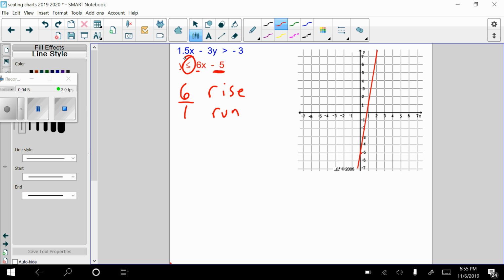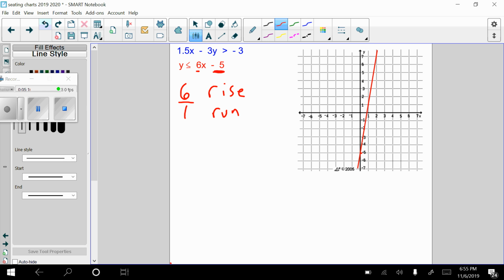If it has an equal sign in it, so this is less than or equal to, that means the line needs to stay solid because all of the points on the line are part of the solution set. So in this case, it's going to stay solid, so I don't have to change anything about that. My last step is I just need to shade the correct side of the line.